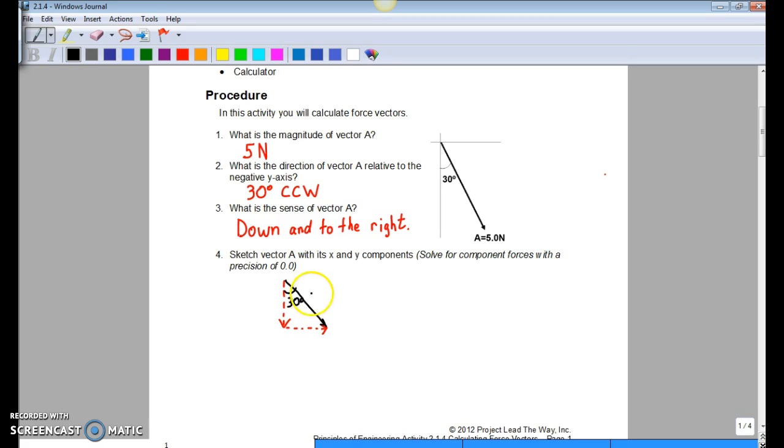So if we know that the magnitude, or in this case the hypotenuse, the black arrow is magnitude 5, and we know 30 degrees here is our angle, we would look at this as a Pythagorean theorem or trigonometry, because we would know that this is a right triangle here. And we would say that this vector straight down is A in the y direction, and this is A in the x direction.